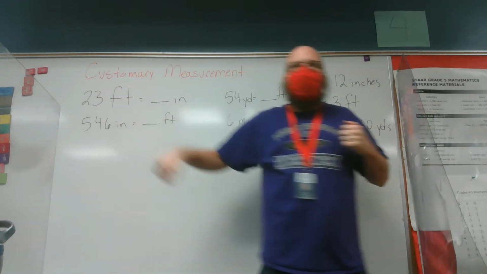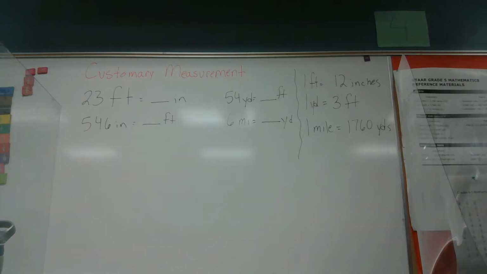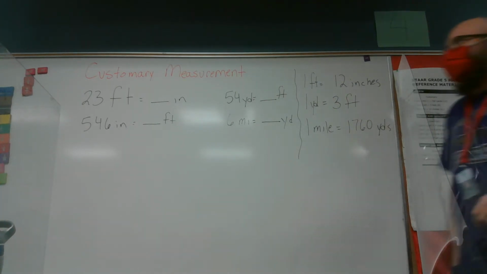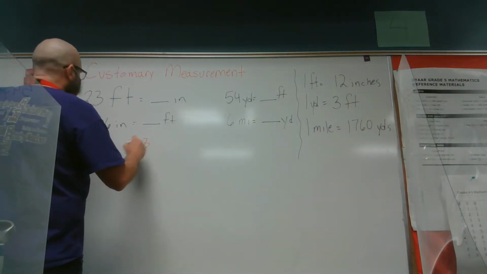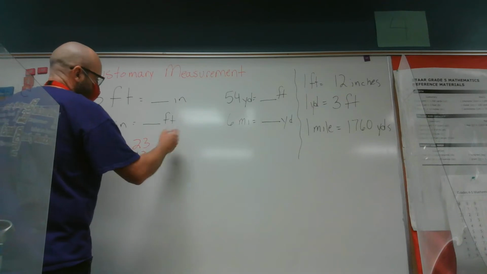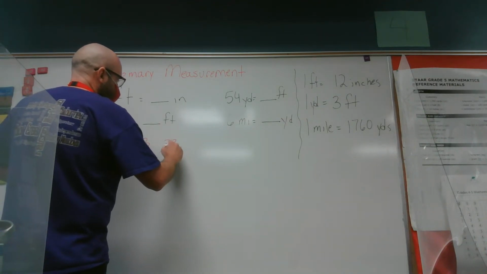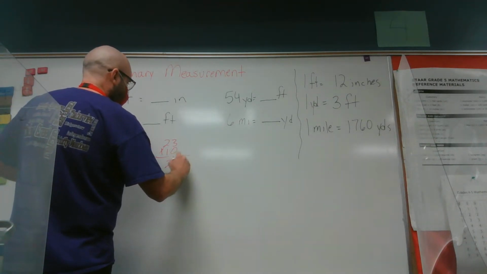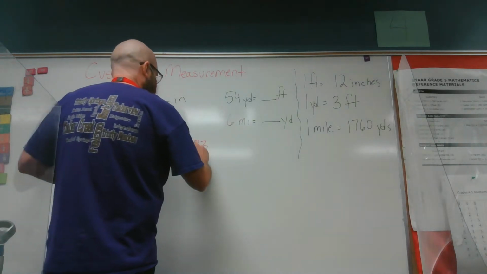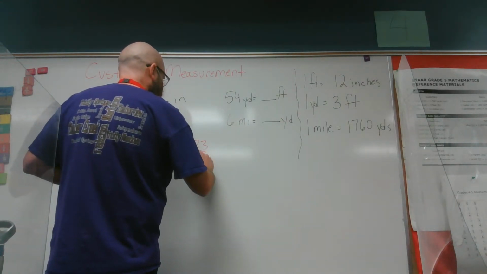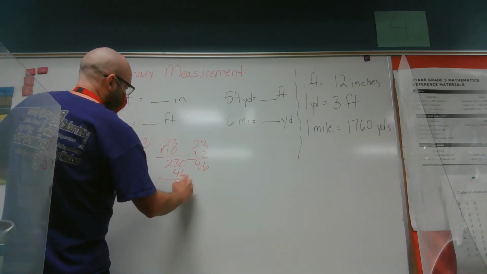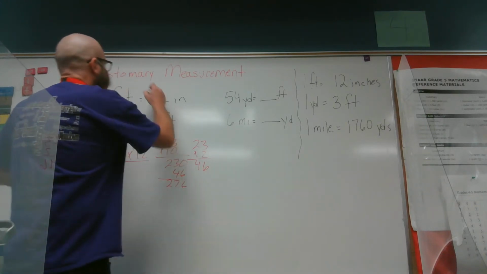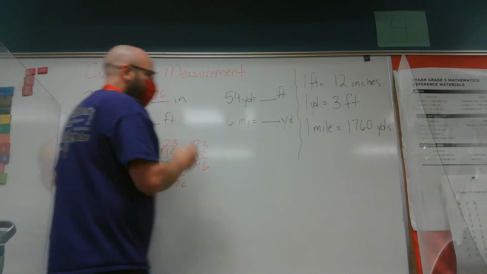So 23 feet changing to inches. Well, how many inches are in 1 foot? 12. So if I wanted to figure out how many inches in 23 feet, I would do 23 times 12. I'm going to actually do 23 times 10, because that would give me 230. And then 23 times 2, which would give me 46. Then I can add those together, 276, if I did all my math correctly.